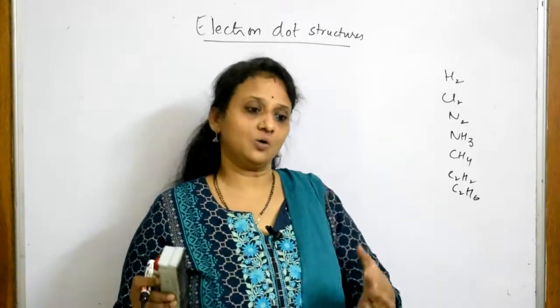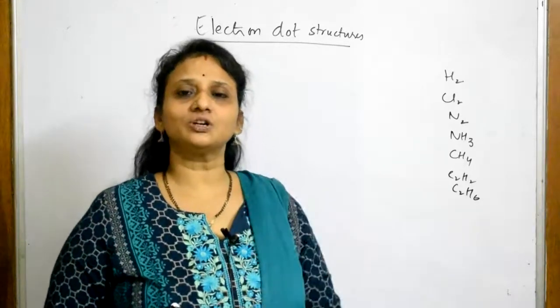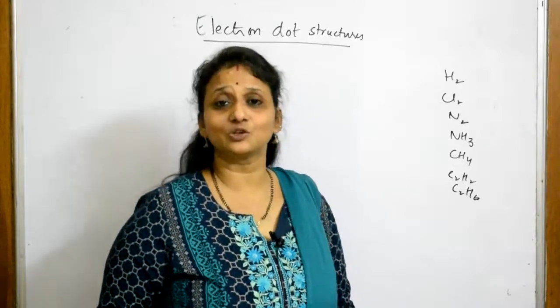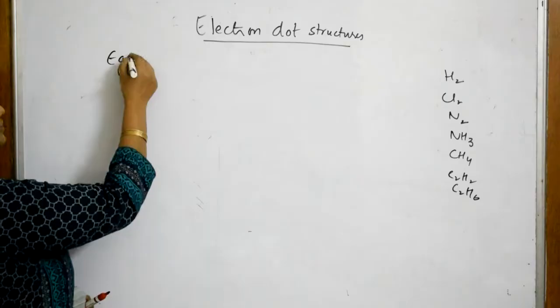Why, ma'am? Why 30? It's easy. Basically everybody can learn 20, but learn 1 to 30, as it will be useful in grade 11 also. So in dot structures, let us take the first example, hydrogen.